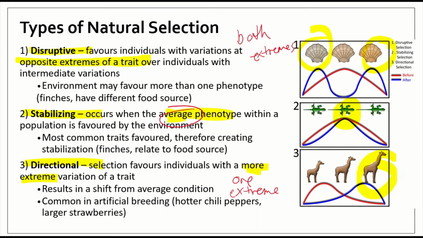The red line in the pictures is showing what the population was, and then all of a sudden a selective pressure comes in and it has to switch. The blue line is showing what type of natural selection is now happening. So your blue one for number 1 is your disruptive. Then you have your stabilizing, the average, and the directional is one way.